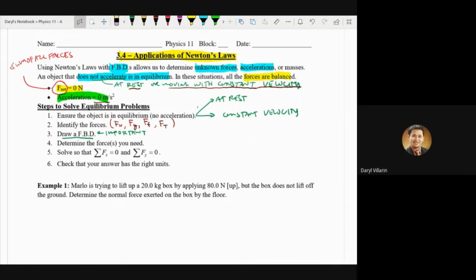And for two-dimensional problems, make sure that you try to break them down to summation of all the forces along x and the forces along y. Okay, so remember that force or forces are vector quantities. So therefore, you need to apply vector addition to them, or vector subtraction.